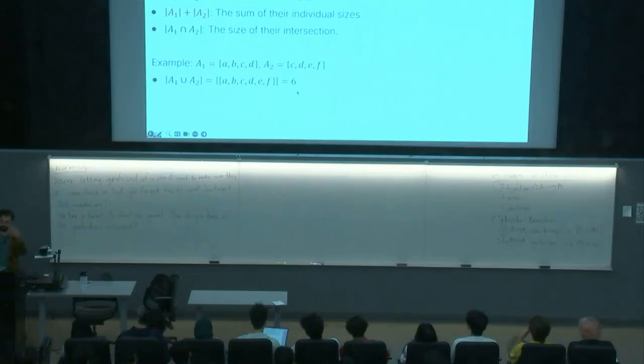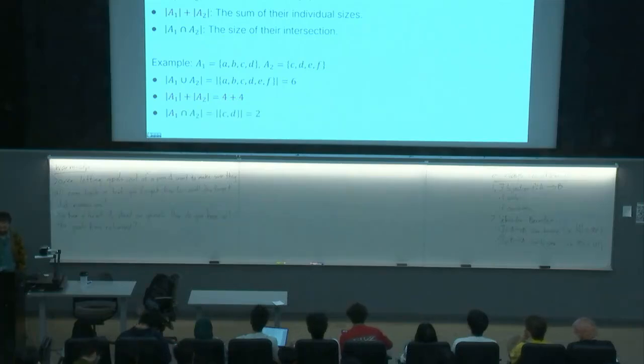And what this formula tells us is how we can compute the union's size from the individual set sizes and the intersection. So the sum of the individual set sizes: how big is this one? 4. This one, also 4. And then how big is their intersection? What is the intersection of A1 and A2? C and D, size of that is 2. And so the formula works.